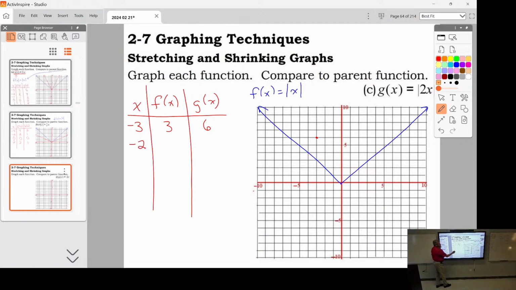Plug in -2. The parent function has a plot at -2, 2. Take 2 times -2. Get -4. Absolute value of -4 is 4. I have a point at -2, 4. Is this graph looking familiar? Tiny bit? Looks like part, doesn't it? Okay. So -1 went to 1 for the parent function. Multiply it by that 2. -1, 2. And I'm just going to go ahead and plot some more points and graph it.